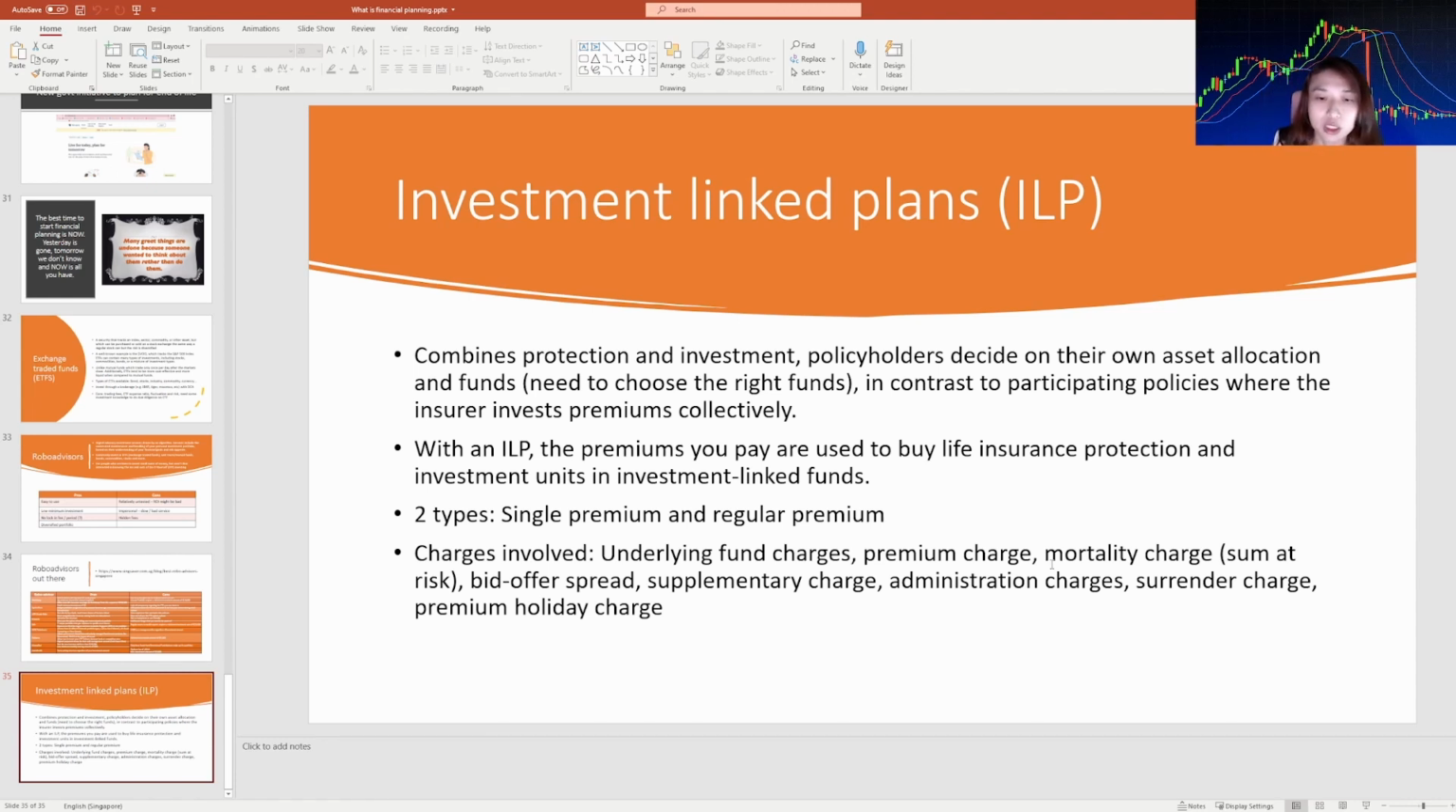Okay, then moving on to regular premium. Regular premium is paid at regular intervals, so usually yearly, monthly, quarterly, biannually. Yeah. This kind of regular premiums.